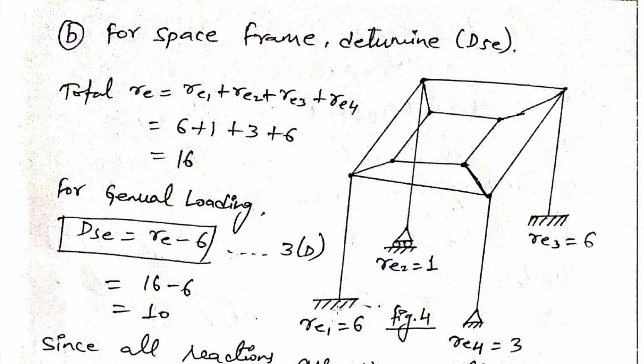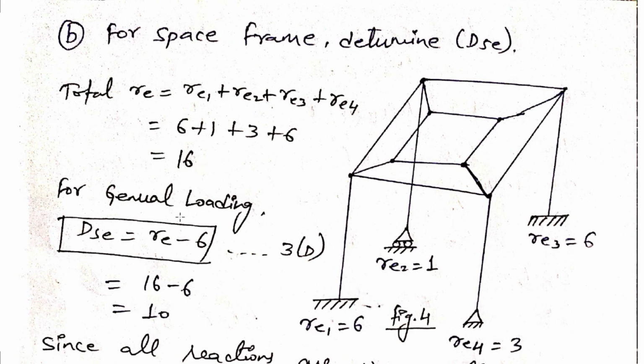For your fixed support, we are having six reactions. Keep in mind, for a space frame or 3D structure, we are having fixed support as 6, roller support as 1, or hinge support as 3. After calculating these values, the total Re value is Re1 plus Re2 plus Re3 plus Re4, that is 6 plus 1 plus 6 plus 3. So the total Re value is 16 here.